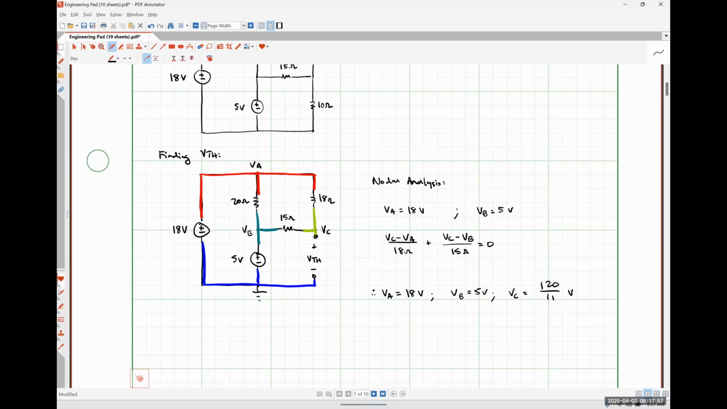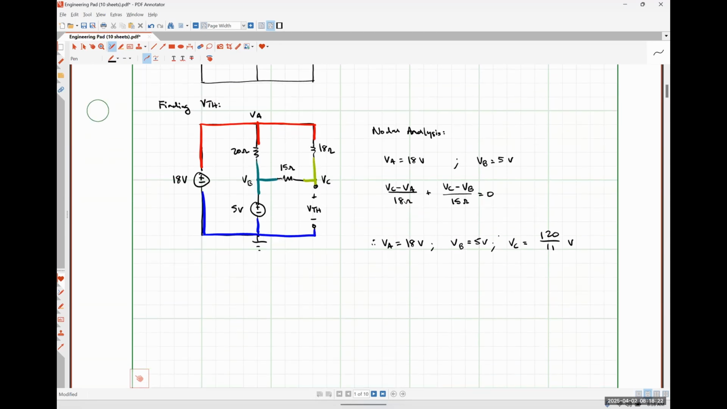So now that I know those 3 nodal voltages, how would I find VTH? Exactly right. So we find it just like we would any other voltage in a nodal system. It's the nodal voltage at the positive polarity terminal minus the nodal voltage at the negative polarity terminal. Here, the nodal voltage at the positive polarity terminal is VC. The nodal voltage at the negative polarity terminal is ground. So great job. So VTH is literally just VC, is 120 over 11 volts. Any questions, comments, or concerns about the analysis that we did here?